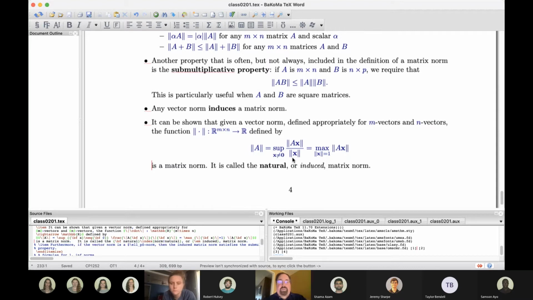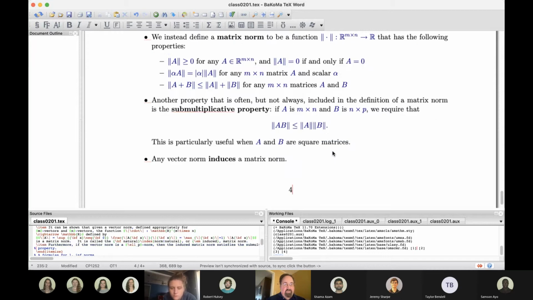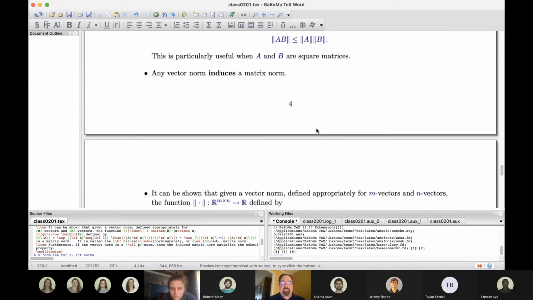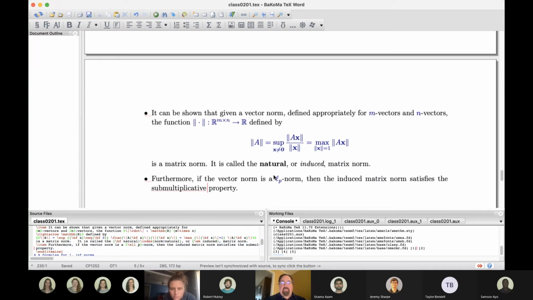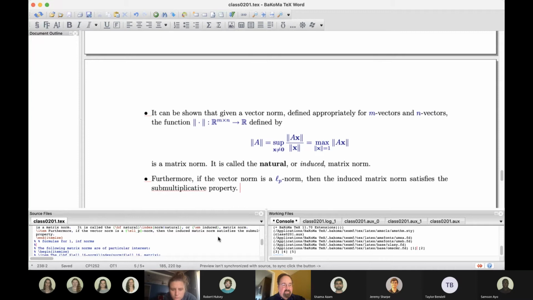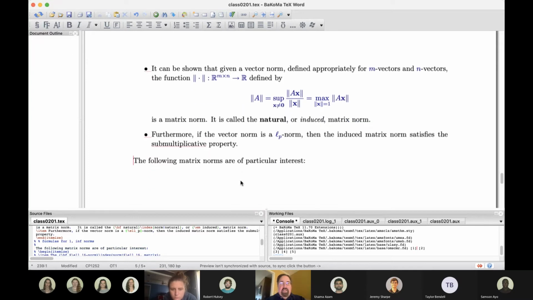So for any vector P norm, the ones I just defined earlier, you could define a matrix P norm using this. And it's been shown that if you have a vector P norm, the induced matrix norm does satisfy the submultiplicative property. So we can just go ahead and take that for granted in such cases. So here are some matrix norms.